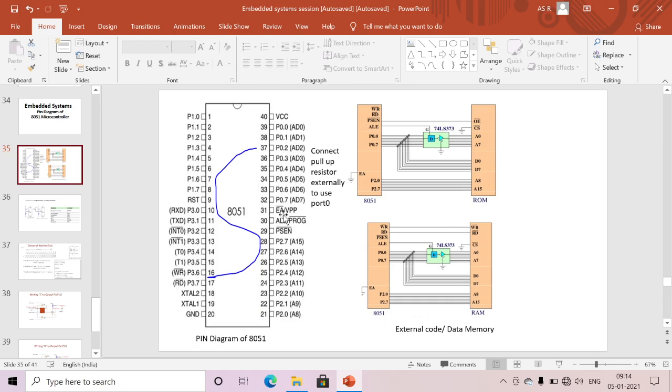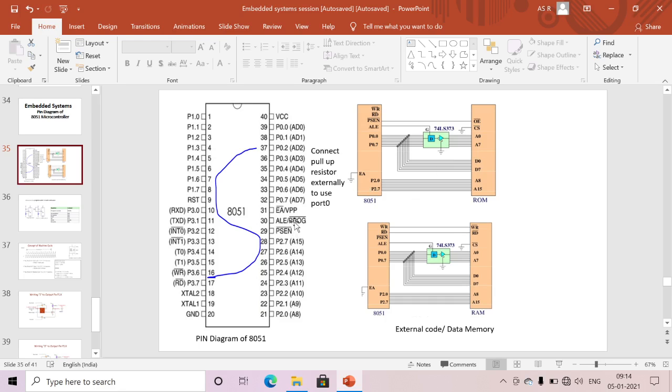Next, EA bar, external access. For example, here I just connect it to ground, which means I am accessing the external memory. If I'm not connecting any external memory, this will be VCC. This is active low. Whenever it is ground, then my pin will be activated, and then I am able to access the external memory. EA bar is active low. If I am supplying ground, it is active, which means I am accessing the external memory.